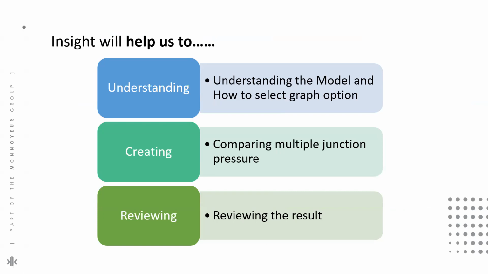So in today's insight, we are going to understand the model and how we are going to select the graph for the particular hydraulic element with the help of graph toolbar. Then if we want to compare the result with respect to pressure for multiple junctions, we can also see the result with respect to individual hydraulic element. But if we wanted to see the result for multiple hydraulic elements, we can do that as well in the form of graph. After doing that, how we can review the result and get the desirable value. So let's just switch to the software, and I'm going to showcase how it could happen.